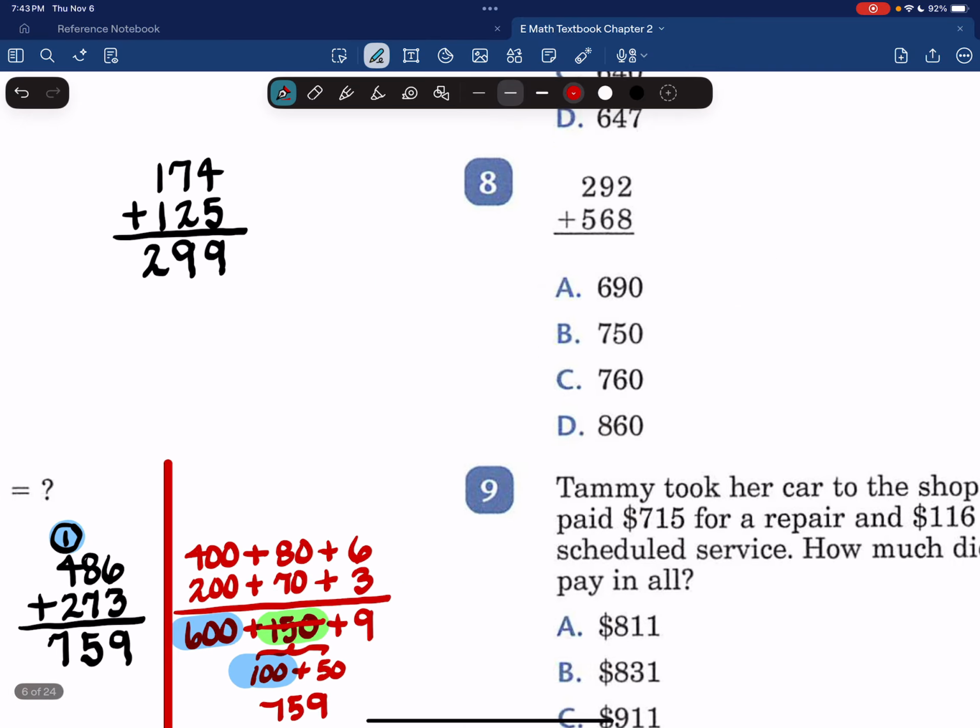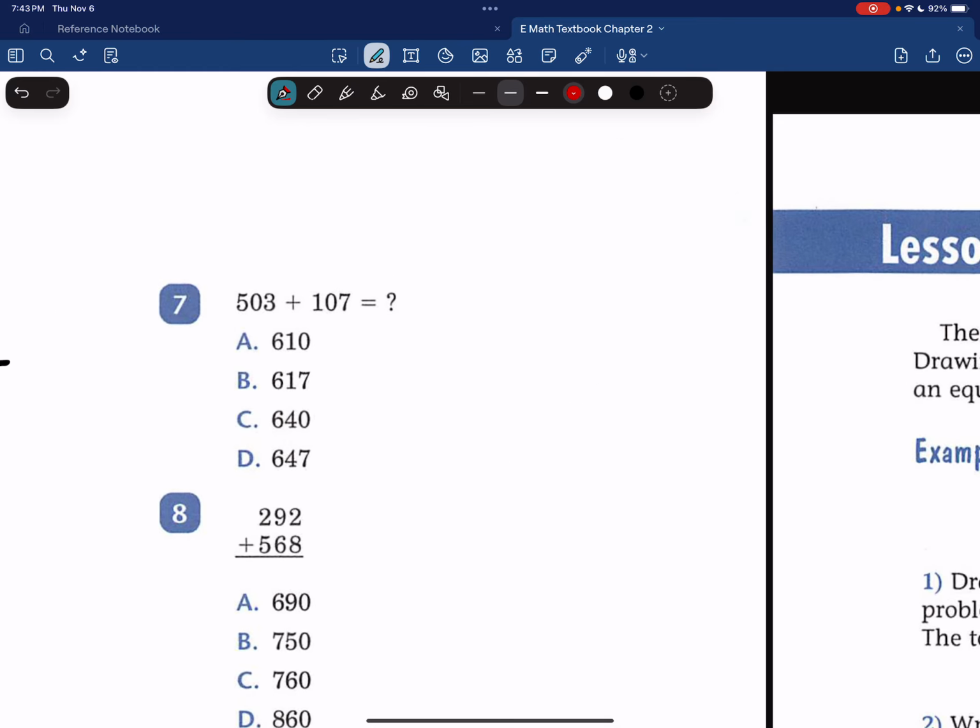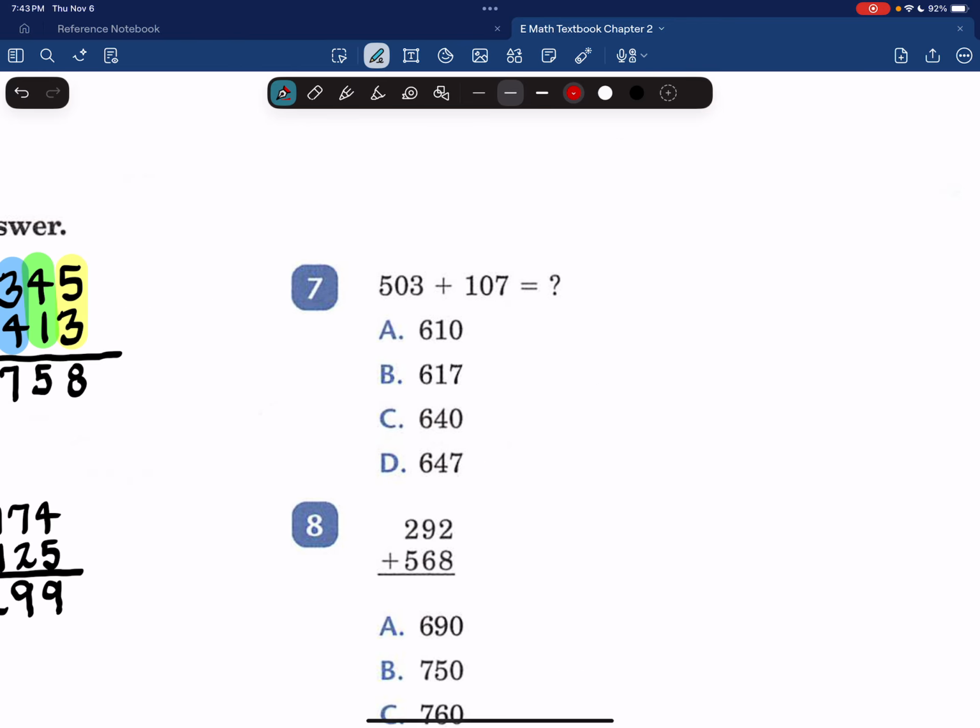Alrighty, let's look at number 7. We have 503, 107, and we're adding. 3 and 7 make 10, so I'll carry 1. Then 1 plus nothing is 1. And 5 plus 1 is 6.